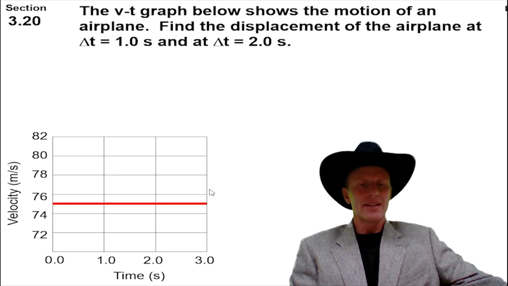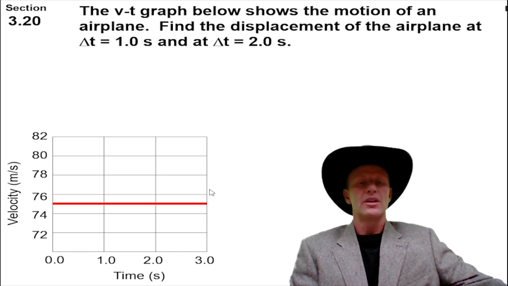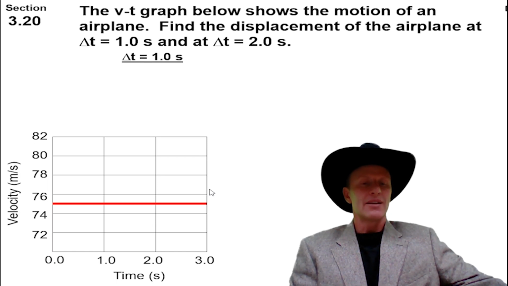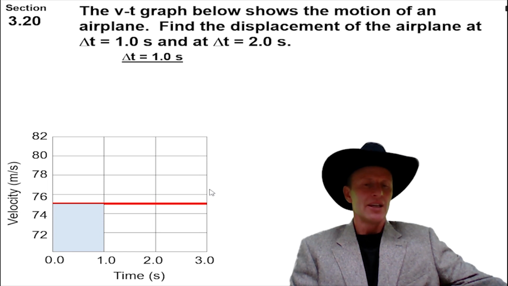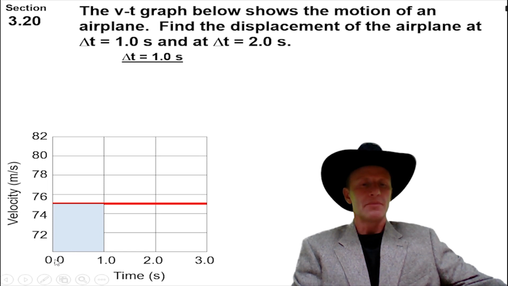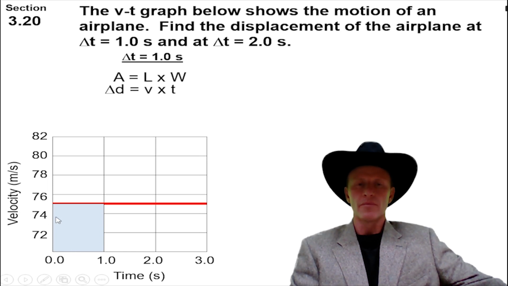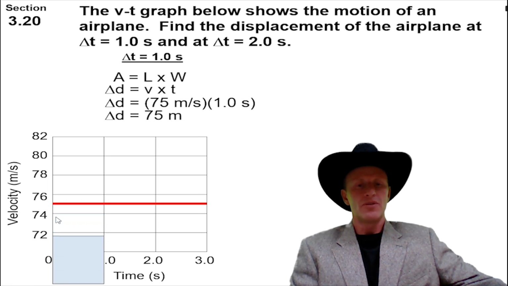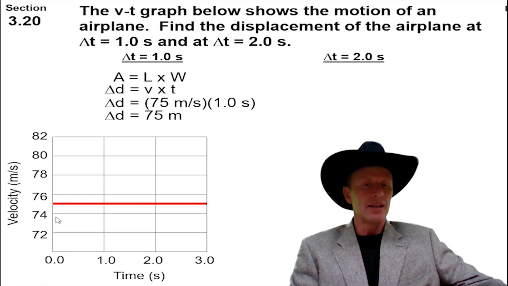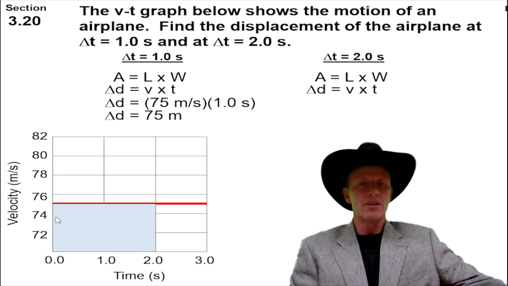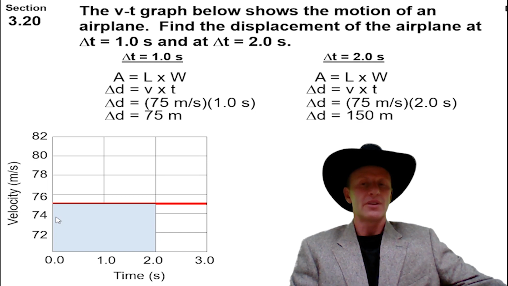So the last thing you can get off a VT graph, a displacement, would be found by shading in the area under the curve at that time interval. So for 1 second, find the area of that shape. You've got 1 on the bottom times 75 tall, and that gives us 75 meters. And for a 2 second interval, we would shade in the first 2 seconds, up to 2. The only thing that changed there would be our time would be 2. 2 times 75 is 150.